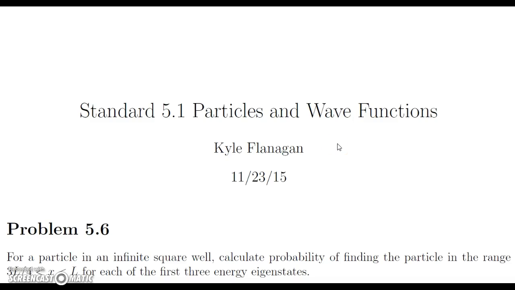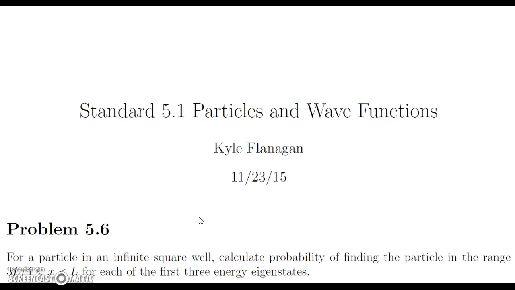Hello, today we're going to be doing standard 5.1, which is on particles and their wave functions, and we're going to be doing problem 5.6 out of McIntyre. The problem states, for a particle in an infinite square well, calculate the probability of finding the particle in the range 3/4 L to L for each of the first three energy eigenstates.